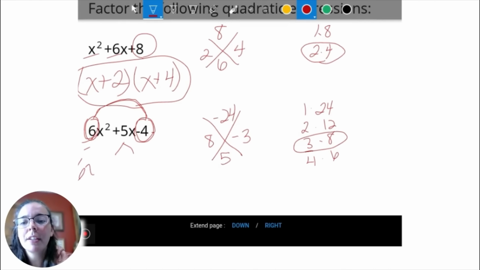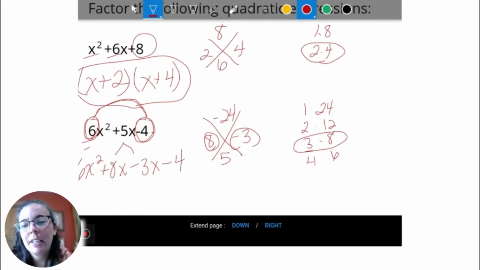So I'm going to rewrite this as 6x squared, and then the 5x I'm going to rewrite as plus 8x minus 3x. That's what these were for. Minus 4. And now I can just split these into two separate sets of terms to find the GCF of.